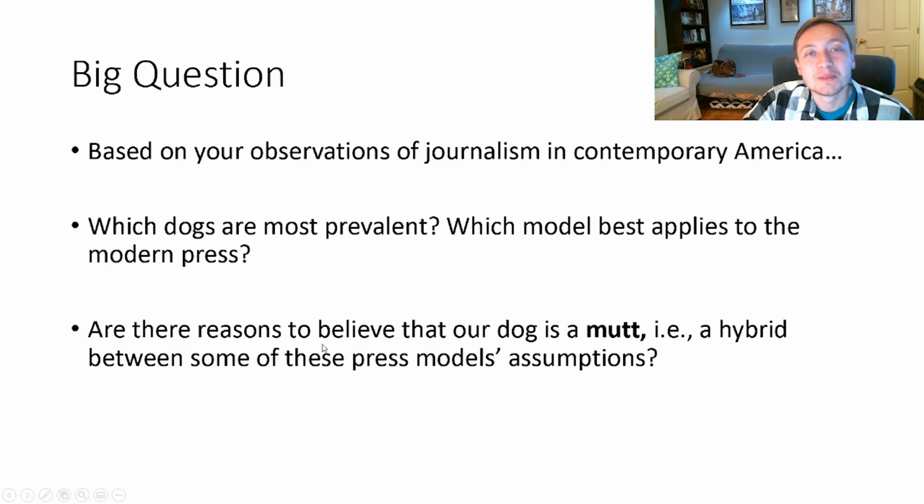And further, because of course these models are ideal types, are there reasons to believe that maybe our dog is a mutt, much like Gus, who is just upstairs? You might have heard him jingling around a little bit with his collar. Is our dog a mutt? And by that I mean, is the contemporary media environment really a hybrid between some of these different assumptions? So I'm very interested to hear what you might have to say about this.